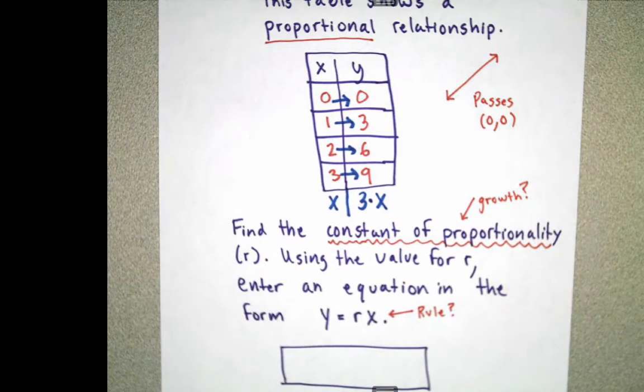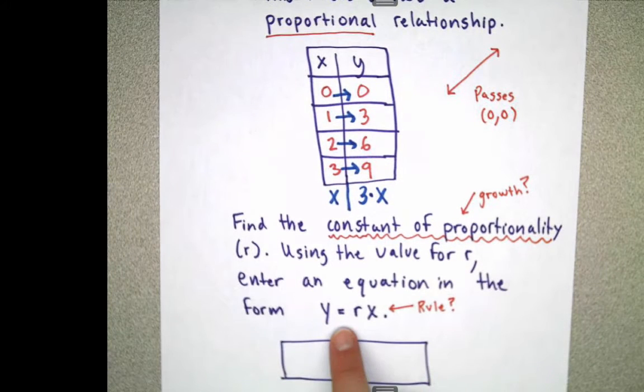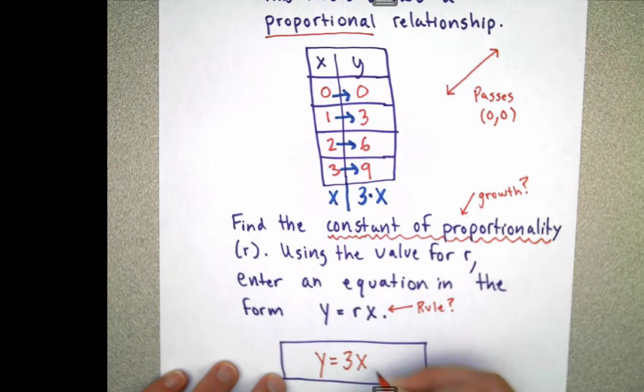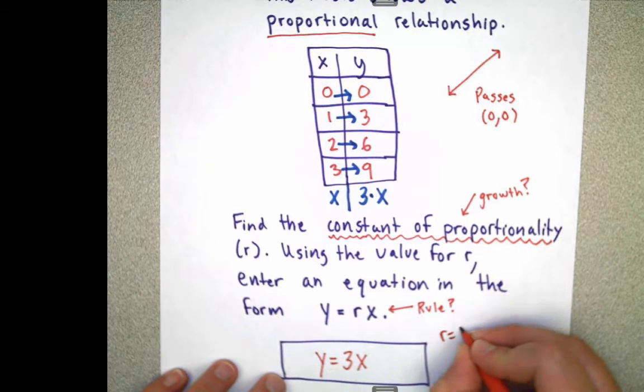Well, that kind of answers my question. Down here it says, well, find the rule. Well, it looks like our rule is y equals 3 times x, 3x. Our r value is equal to 3.